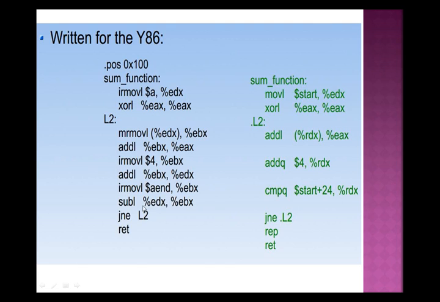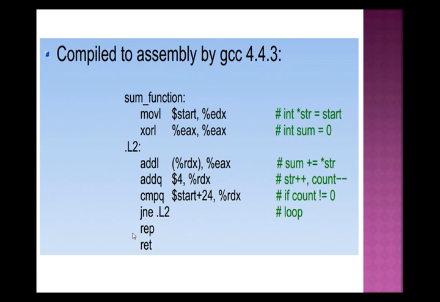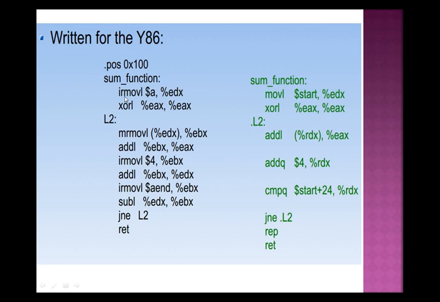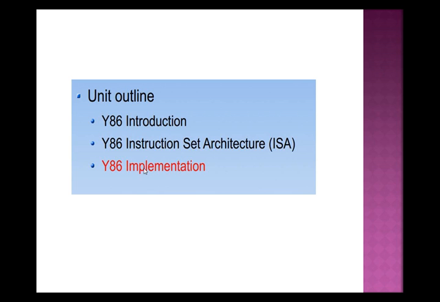This is used for moving and then compare, and this is used for comparison. Then subtract, then jump to L2 and return the value. This is the same format as the assembly language, with a little difference: move instructions are added, that is IRmovl, MRmovl, IRmovl. Next is how to implement the Y86.